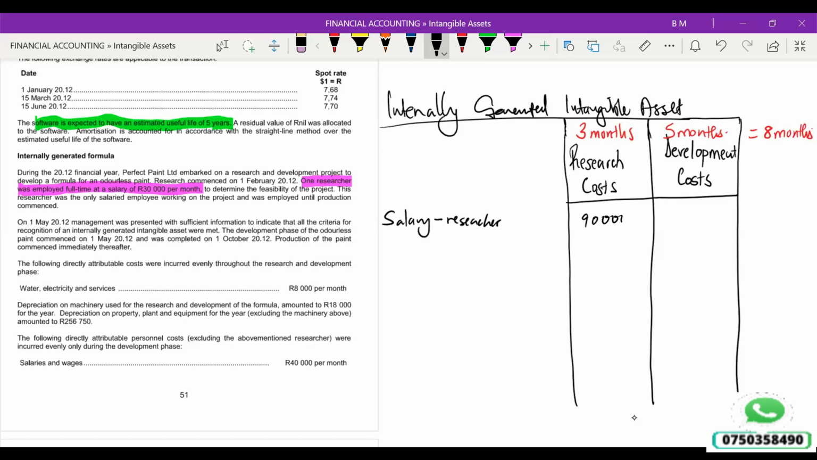They went on to say that this researcher was the only salaried employee working on the project and was employed until production commenced, of which production commenced on 1 October 2012. So we're going to say it was 30,000 times 3. So now we're going to say 30,000 again times 5. 150,000.